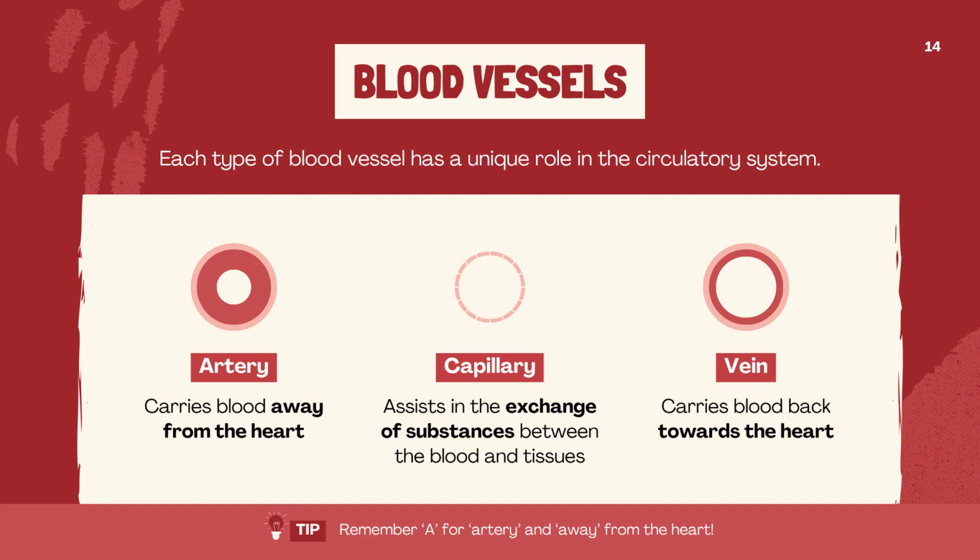Arteries carry blood away from the heart, while capillaries assist in the exchange of substances between the blood and the tissues, and veins carry blood back towards the heart. Just another tip besides the one that I had listed below. When you think of blood pressure, think of arteries, and when you think of tissue perfusion, think of veins and capillaries. Other things that can affect blood pressure and tissue perfusion are blood pressure, heart rate, cardiac output, and blood flow.